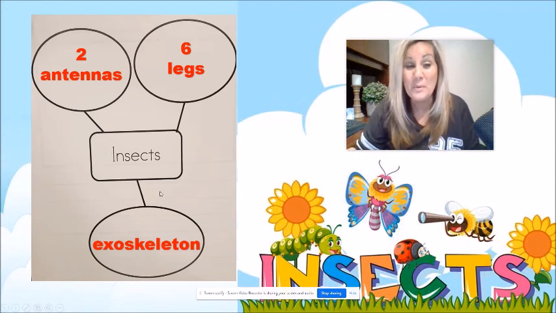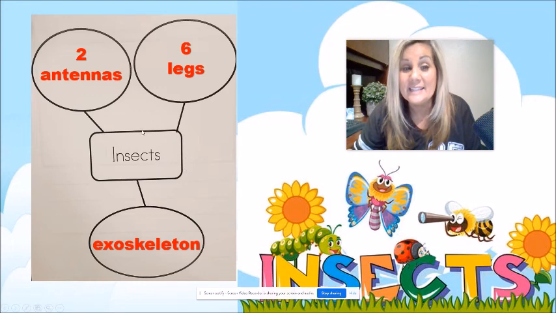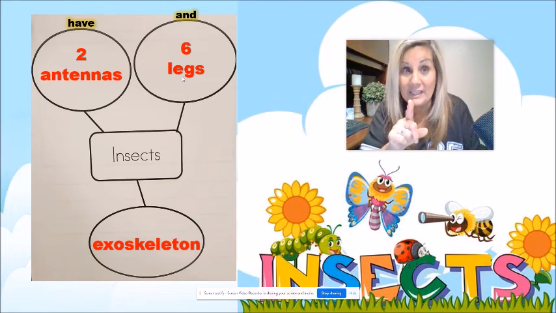Okay, now we are going to do 2 sentences. So this is what we're going to say in our writing, and I will help you. We're going to say, insects have 2 antennas and 6 legs. So let's go ahead and put some of those extra words on our map. Let's put have right at the top of that little bubble that says 2 antennas. We'll need that word. And let's also put the word and right on top of 6 legs. Write all of those words down on your thinking map. That will help us with our sentences.